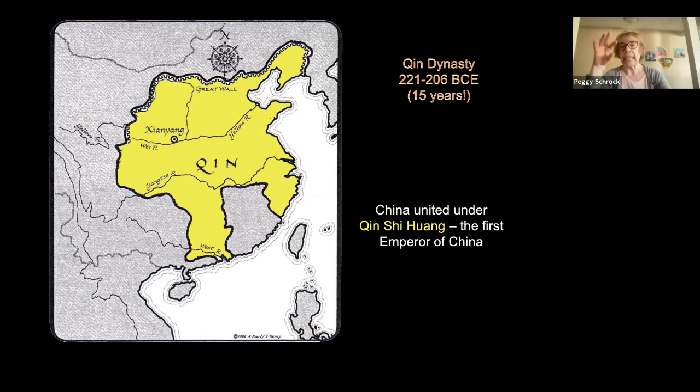chaos where all these little kingdoms are battling one another for power, one person takes power. And he was King Cheng of Qin. He took power, united the warring states, and declared himself emperor, took the title Huangdi, which means emperor, and really established the imperial system in China. He's the first emperor of China, Qin Shi Huang, which basically means emperor of Qin.